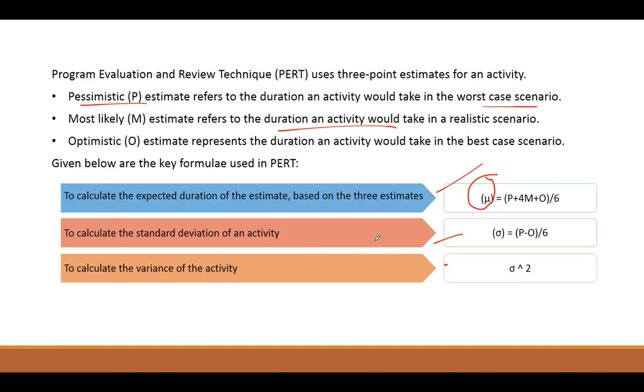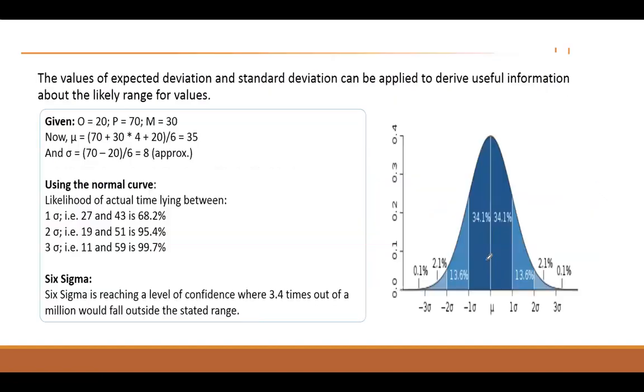And when we need to calculate a standard deviation, as we have already studied in business stats, standard deviation is basically the dispersion from the mean. Okay, so to calculate standard deviation we can use the formula P minus O divided by 6 for PERT calculations, and variance is definitely the square of standard deviation.